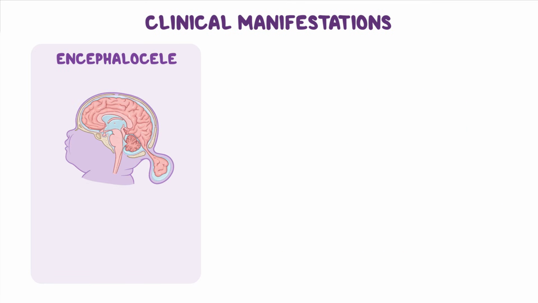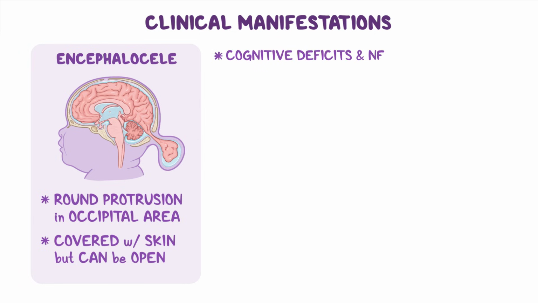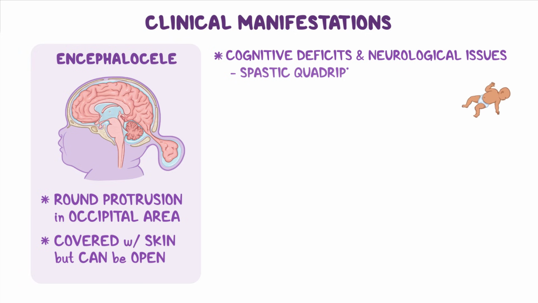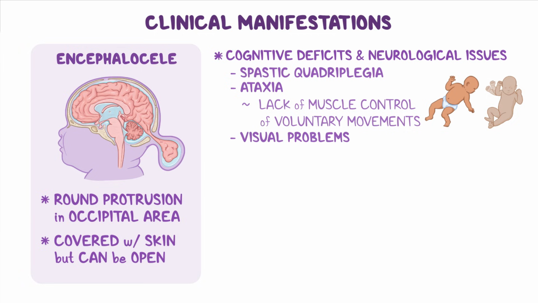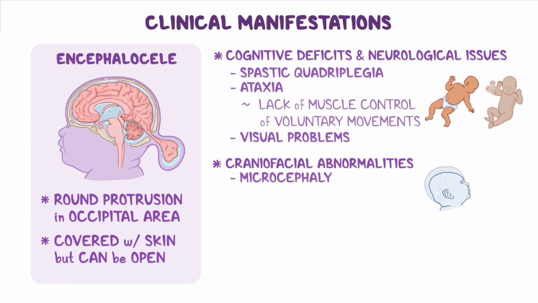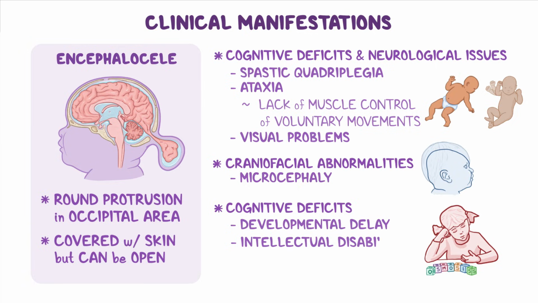Next, an encephalocele is seen as a round protrusion in the occipital area. Generally, the protrusion is covered by skin, but it can also be open. Depending on its location and size, an encephalocele can cause cognitive deficits as well as neurological issues like spastic quadriplegia, ataxia, or a lack of muscle control or coordination of voluntary movements, and visual problems. Encephaloceles are also accompanied by craniofacial abnormalities like microcephaly and by severe cognitive deficits such as developmental delay and intellectual disability, but some children can achieve standard IQs.